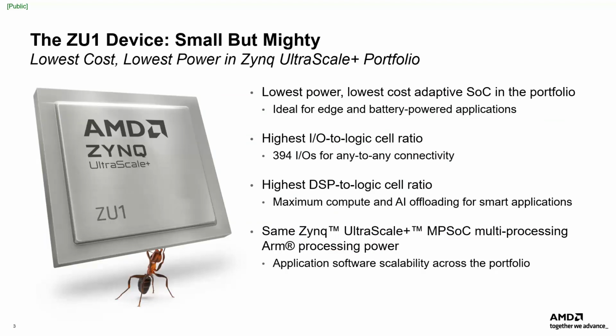This webinar features the ZU1 device in the Zynq UltraScale Plus family. While it is the smallest member of the family, you will see through application that it is truly mighty. The ZU1 was optimized for both lower power and lower cost. The ZU1 is less expensive than the ZU2. Combining that affordability with the power savings, the ZU1 is especially ideal for edge applications, including robotics.